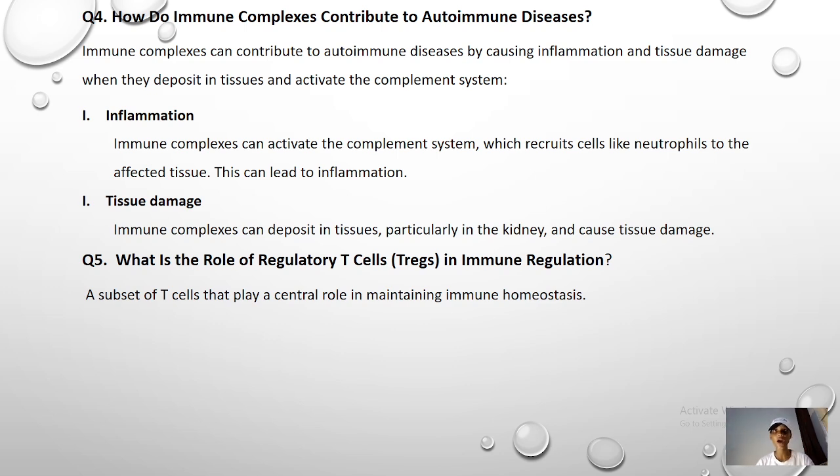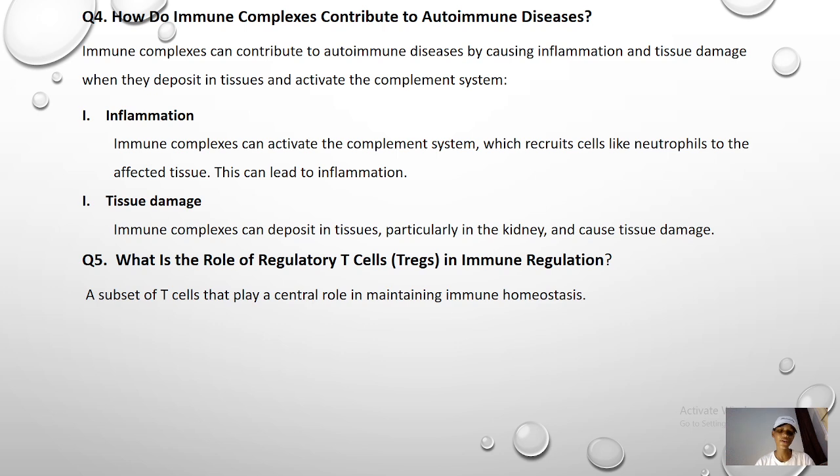type 3 hypersensitivity. There are some mechanisms, where the first one leads to inflammation. Immunocomplexes can activate the complement system, which recruits cells like neutrophils to the affected tissue. This can lead to inflammation and tissue damage. Immunocomplexes can deposit in tissue, particularly in the kidney, and cause tissue damage.